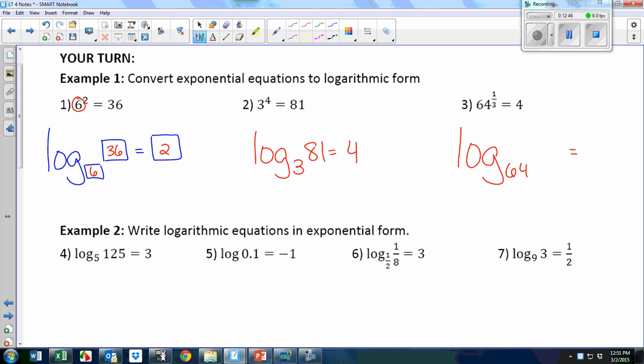Honestly, I have to slow down on like number 3 and think about it for just a minute. 64 is the base. 64 is the base. The exponent's 1/3, so it goes over here, and the input into the log function is 4. All right, keep going with 4 through 7. Only look up if you want to check them.